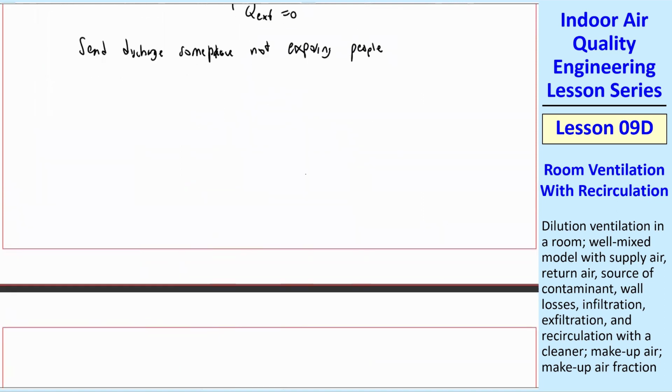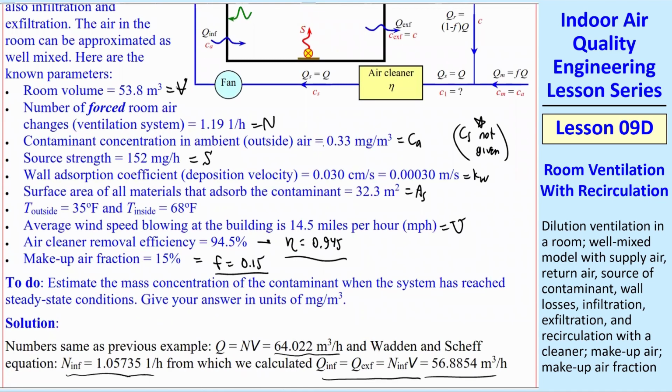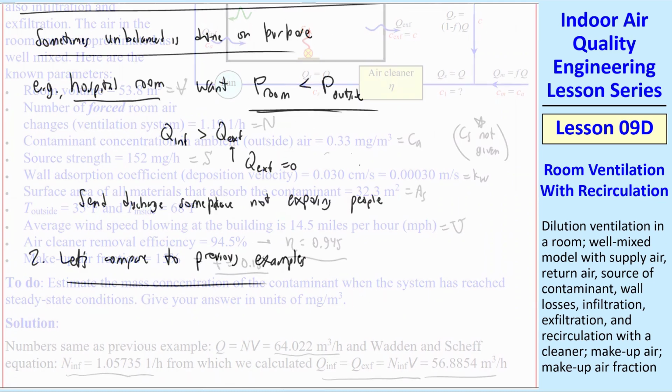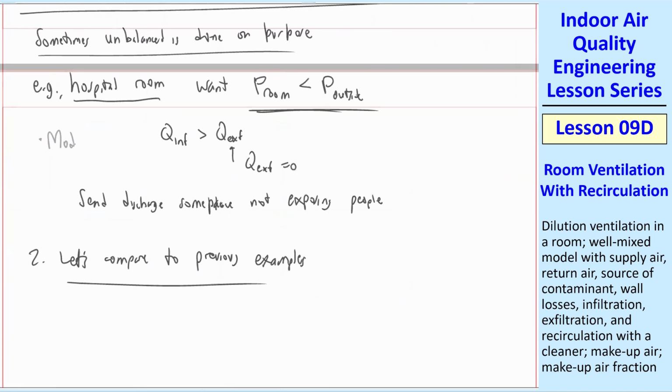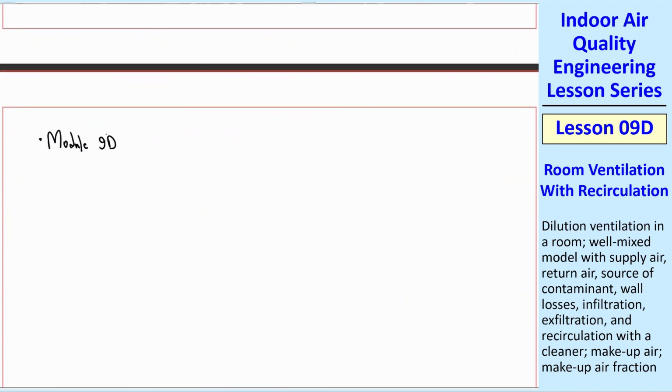My second comment: let's compare to previous examples. I purposely used the same numbers, the volume, the contaminant concentration in the outside air, and S. All these numbers are exactly the same as before. We can now compare these different CSSs for various types of these problems. Module 9D is this one, the one I'm doing right now. We have recirculation, a cleaner, infiltration, plus wall losses, and we get CSS is 1.19 milligram per meter cubed.